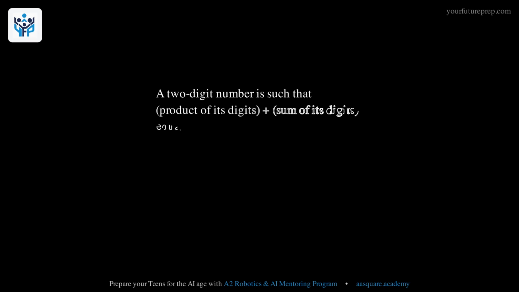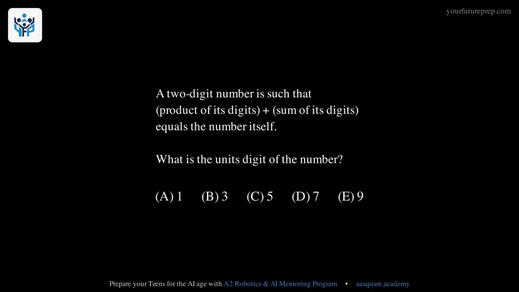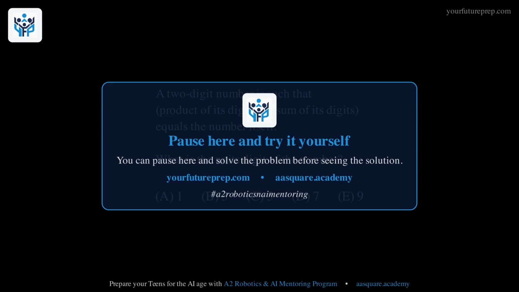A two-digit number is such that the product of its digits plus the sum of its digits equals the number itself. What is the units digit of the number? You can pause here and solve the problem before seeing the solution.